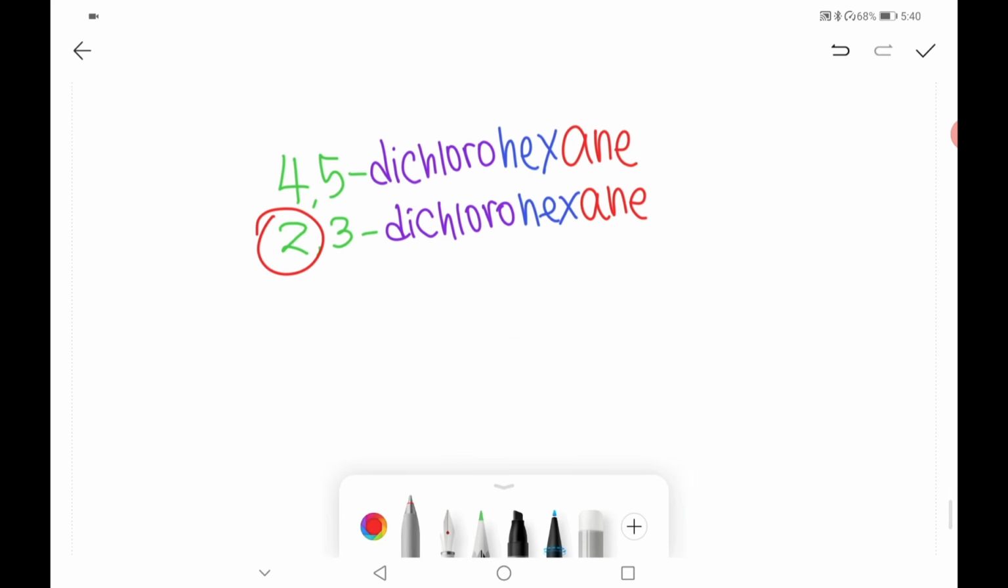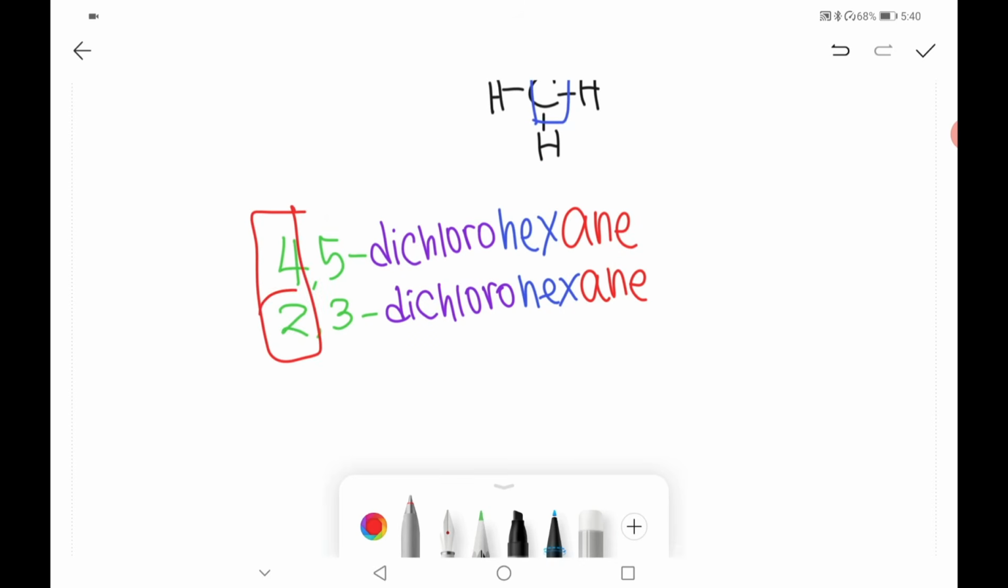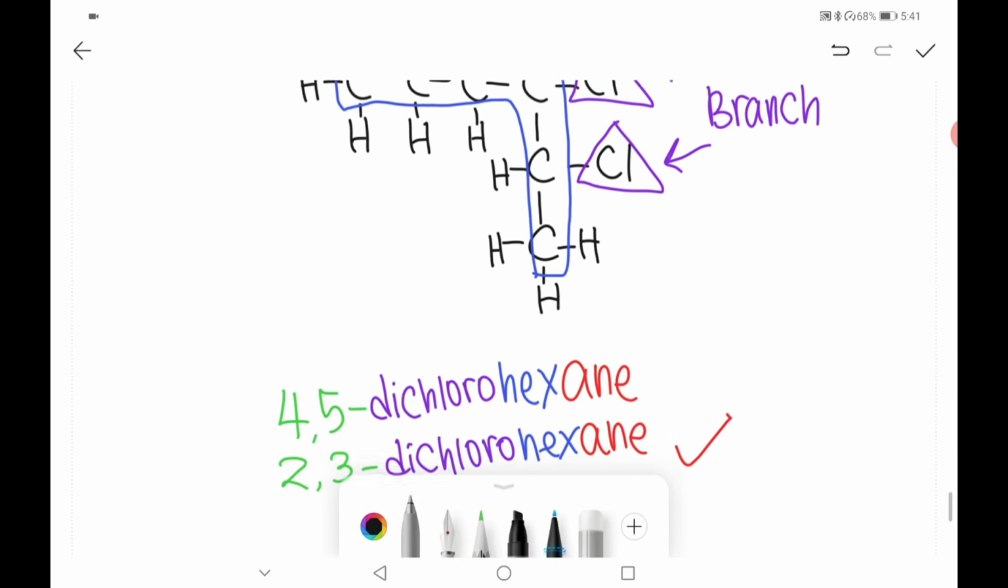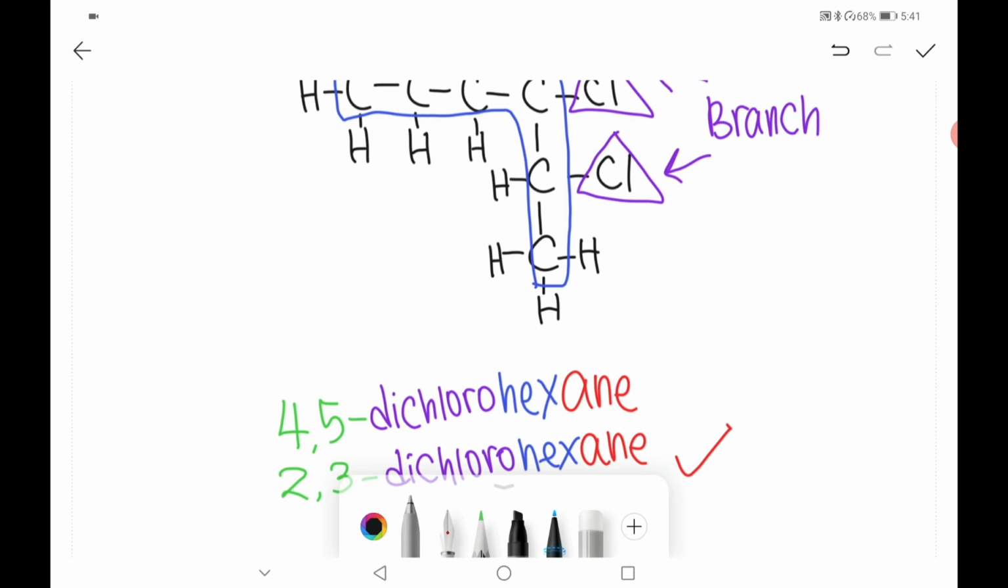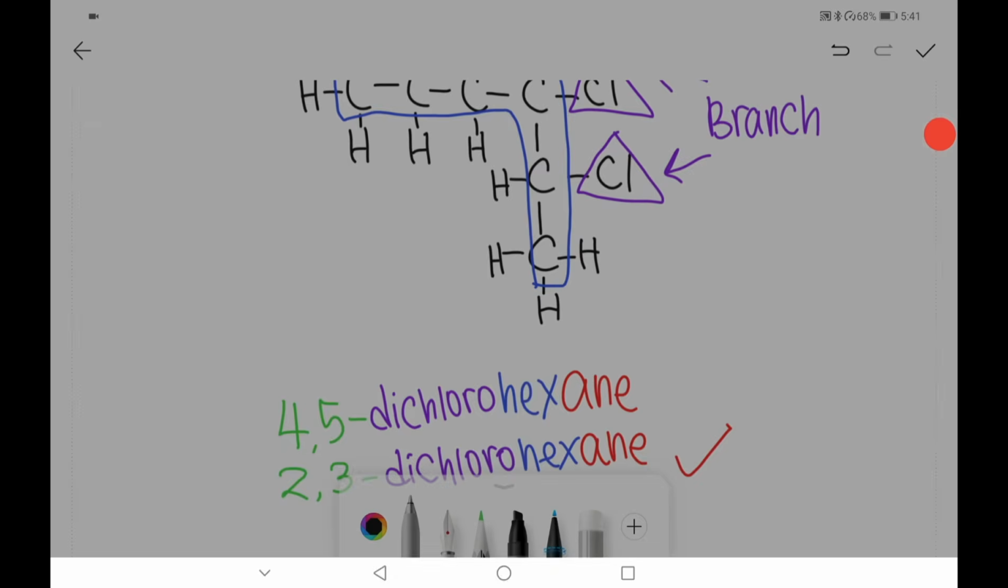If the first digit is the same, let's say 1 and 4, 1 and 5, then only you compare the second digit. But normally comparing the first digit will do. Just choose the smaller number. So in this case, the smaller number is this. The final answer is 2,3-dichlorohexane. This is how we name it step by step.